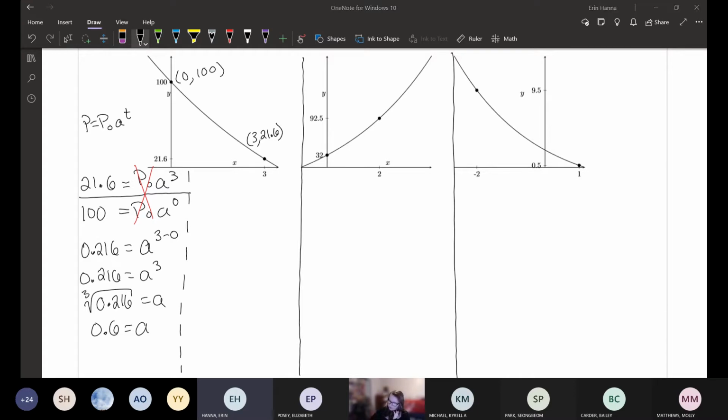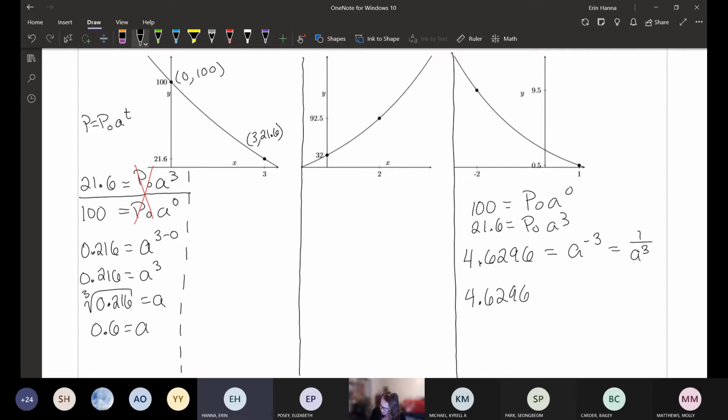So just to be clear, because someone in my other class asked, just in case someone was trying it here: if you were to flip-flop those over and divide them, 100 divided by 21.6, the P naughts would still cancel out, but then you would get a -3 as the exponent on the a value. A negative exponent is equivalent to a positive exponent in the denominator. So then you'd have to multiply both sides by a cubed and then divide both sides by the 4.6296, which would give you this.